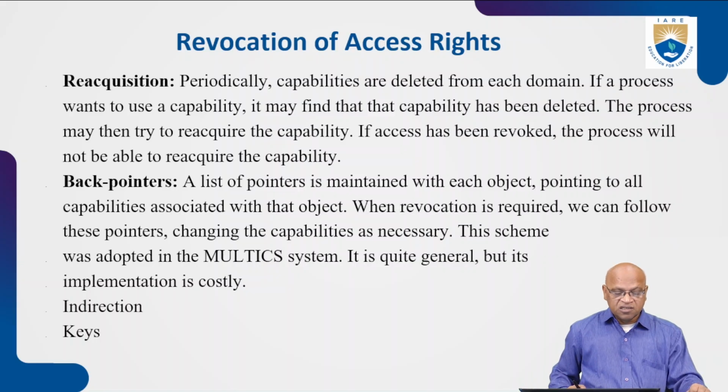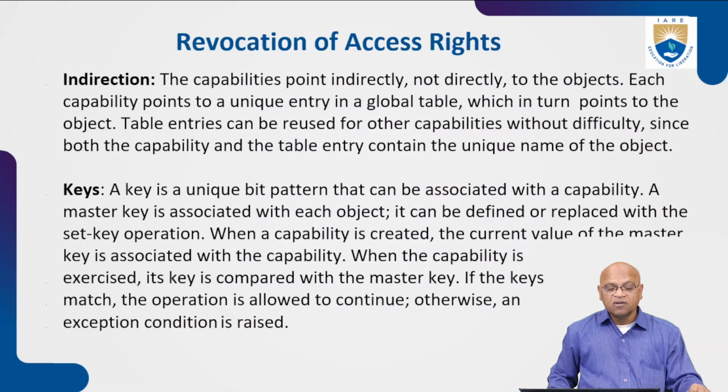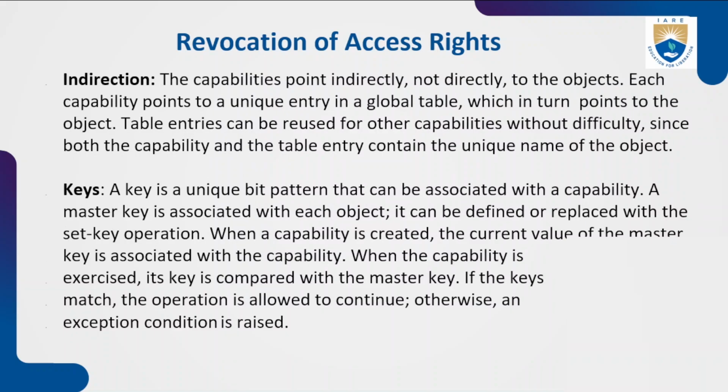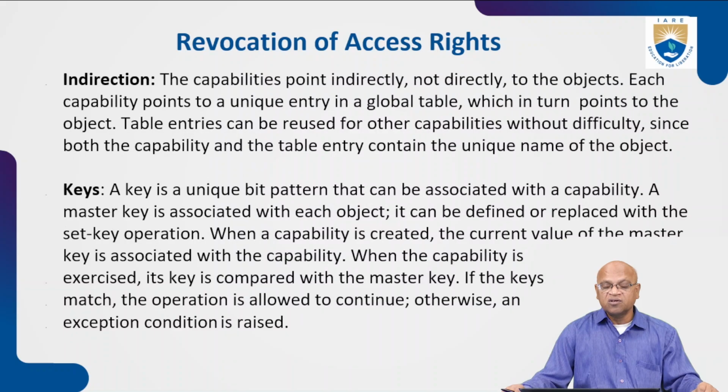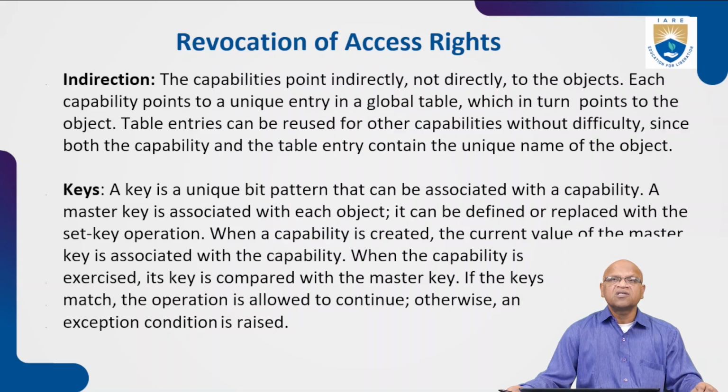So, indirection and indirection keys. The capabilities point indirectly, not directly, to the object. Each capability points to a unique entry in the global table, which in turn points to the object. The table entries can be reused for other capabilities without difficulty, since both the capability and the table entry can contain the unique name of the object. So a key is a unique bit pattern that can be associated with the capability.